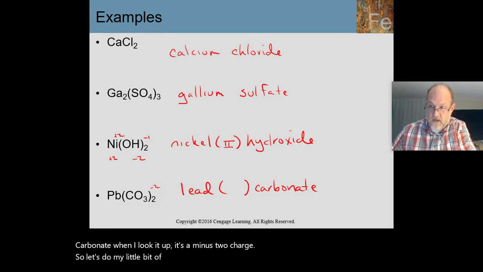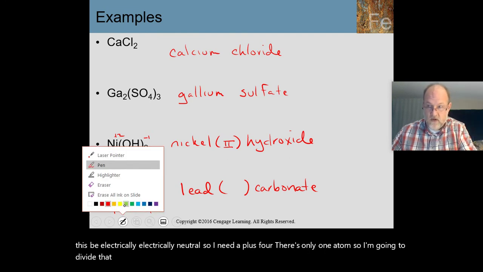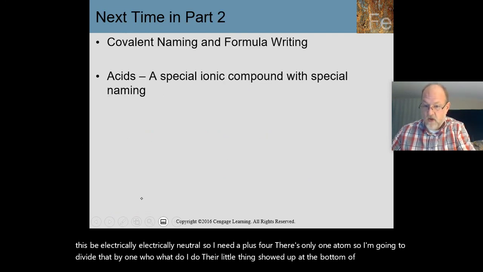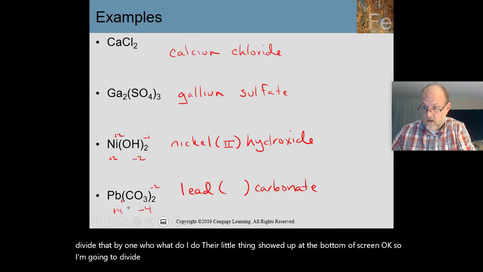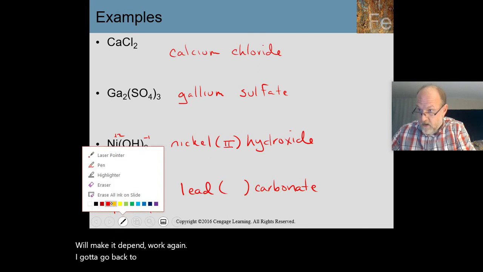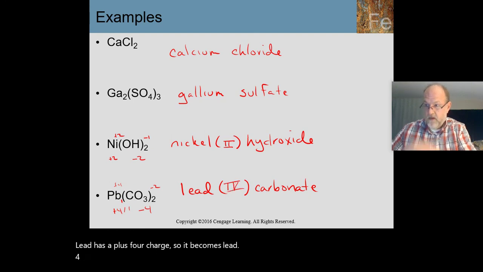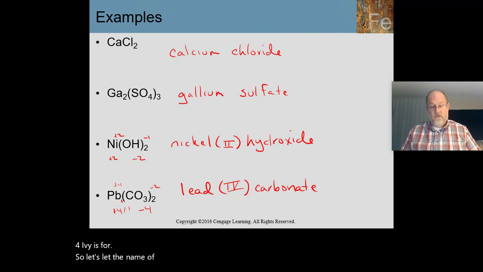I have 2 times -2 for a total of -4. I need this to be electrically neutral, so I need a +4. There's only 1 atom, so I'm going to divide that by 1. Oh, there's a little thing that showed up at the bottom of the screen. Let me get the pen working again. So now I'm going to divide that by 1. So lead has a +4 charge. So it becomes lead(IV). IV is 4. The name of the compound is lead(IV) carbonate.